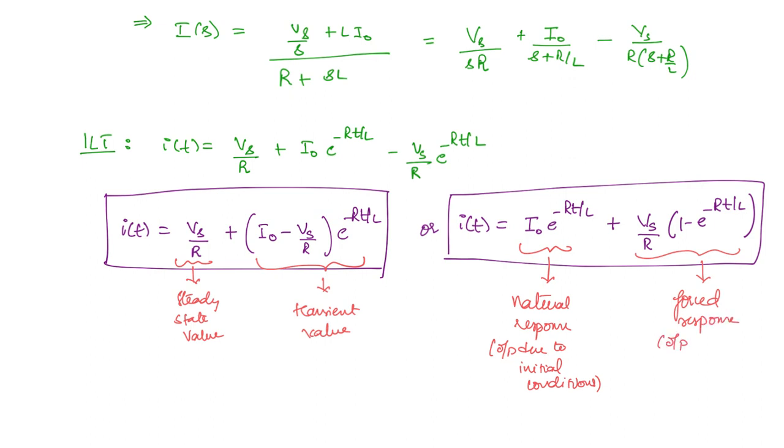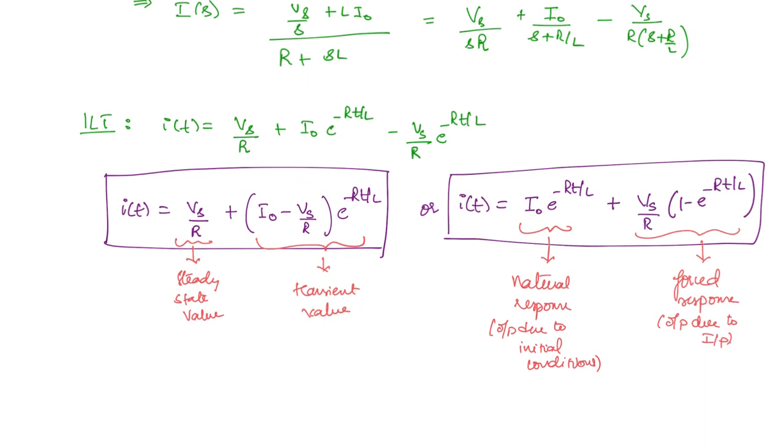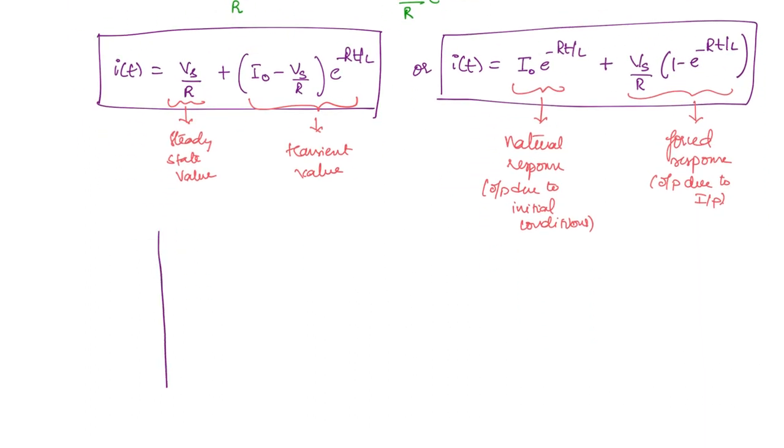That is the output due to input. Now if you draw the characteristic response, this is time, i(t) as a function of time that we want to draw. What will be the initial value? If you substitute t equal to 0, this term will become 1. So you are left with Vs by R plus I naught minus Vs by R, which is I naught. So it will start from I naught, the initial value. The current will be I naught right after the switch is closed.